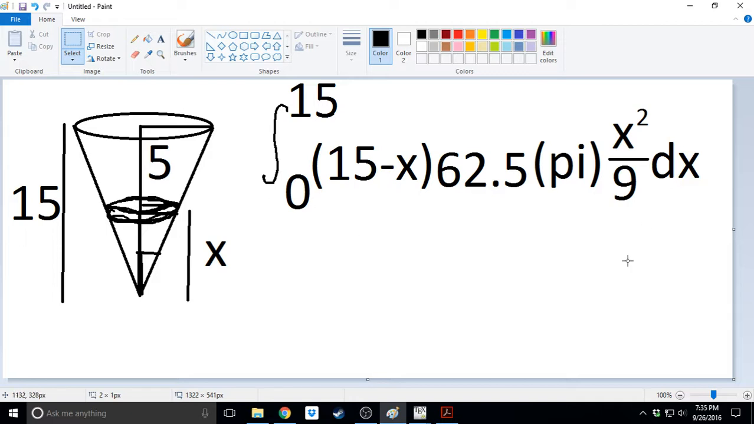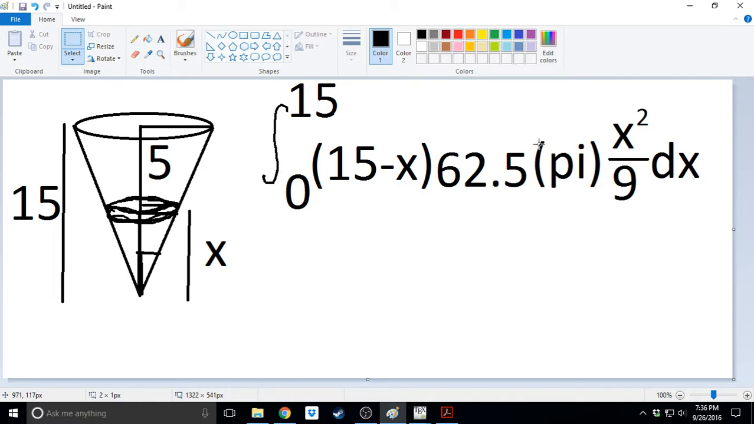So this is the integral that we need to solve. And guess what? Once we multiply through, it is just a power rule. There's an x squared term and an x cubed term, and we use the power rule and we're done. Okay. So this is not too bad.